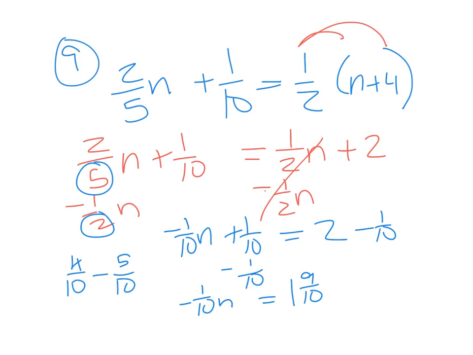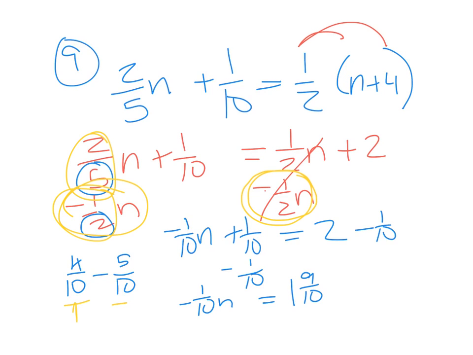Okay, so right here we are at negative 1/10 n equals 1 9/10. Are you not there? Negative 1/10. Because what I did was subtract this. See, look up here. So I subtracted this from this side. So I had to do 2/5 minus 1/2. And we turned it into a common denominator.